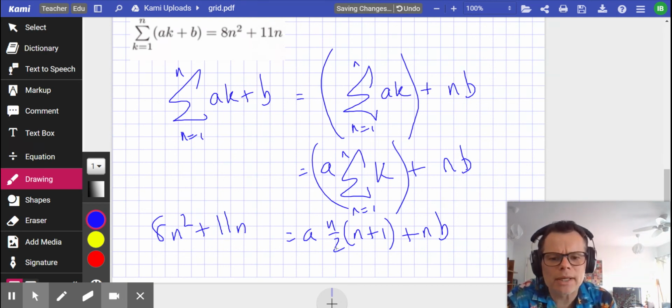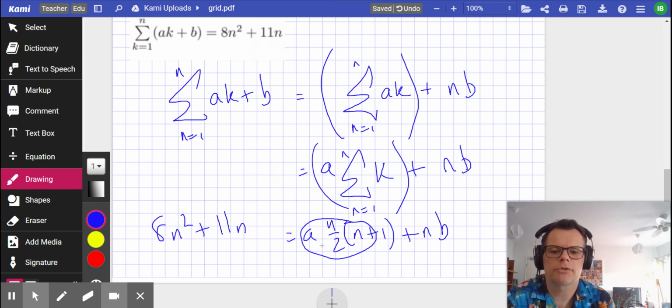The n squared term will come from a n squared. That's your n squared term there. So it'll be a over 2 n squared. So a over 2 would have to be 8, so a would be 16. And then your n term would be a over 2 n plus b, and you can just work from there and find out what that is.